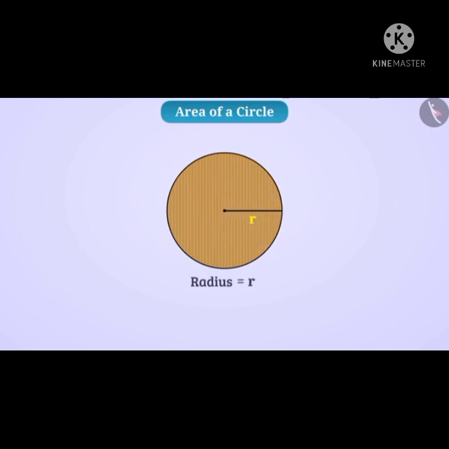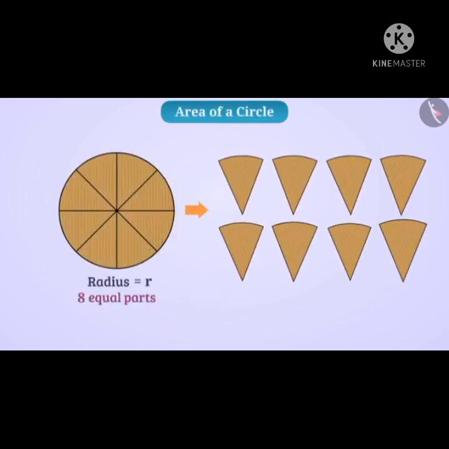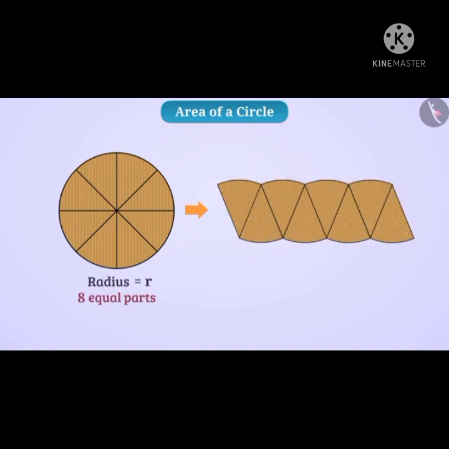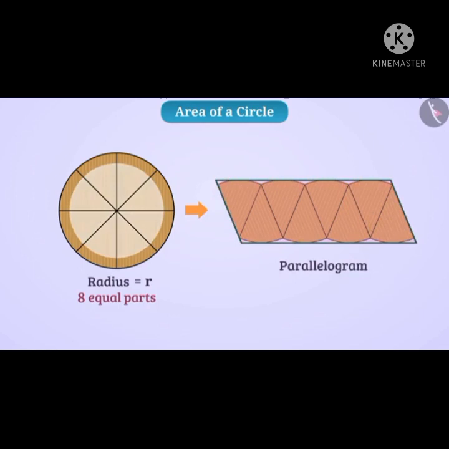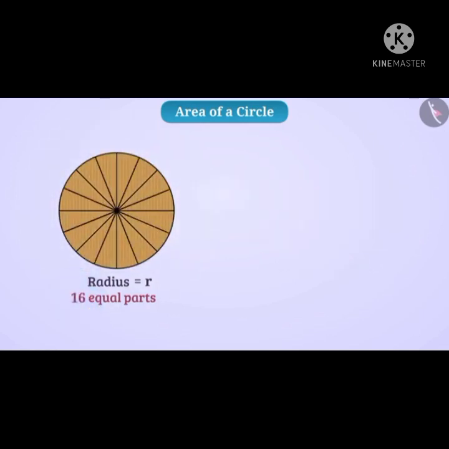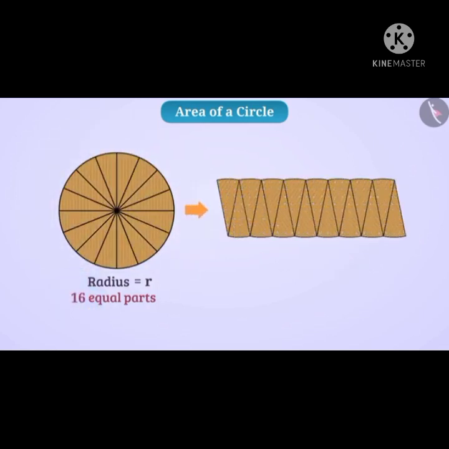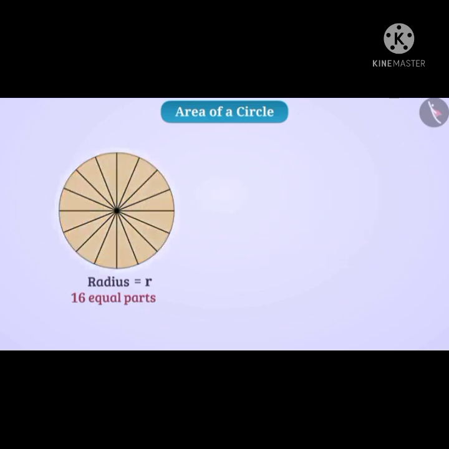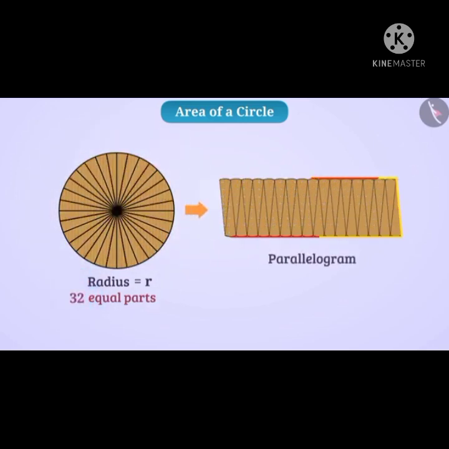First, we will divide this circle into 8 equal parts. Now, we will cut these parts and separate them. We will arrange these parts in this way. From this, we will get a shape like a parallelogram. If we divide the circle into 16 equal parts and arrange them in this way, then we will be able to arrange the parallelogram more properly. In this way, the more equal parts, the more appropriate is the parallelogram.